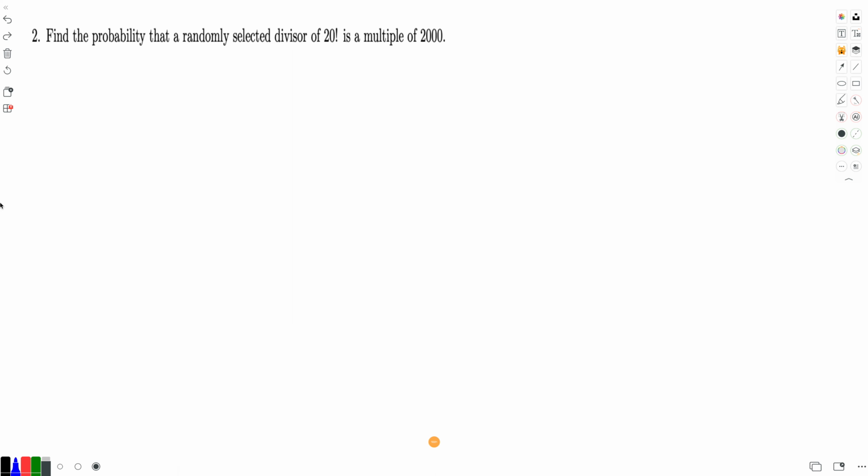Guys, Guna Math over here, and this is the 2020 SMT Discrete Math section, problem number 2. Here's a view of this problem. Find the probability that a randomly selected divisor of 20 factorial is a multiple of 2000.